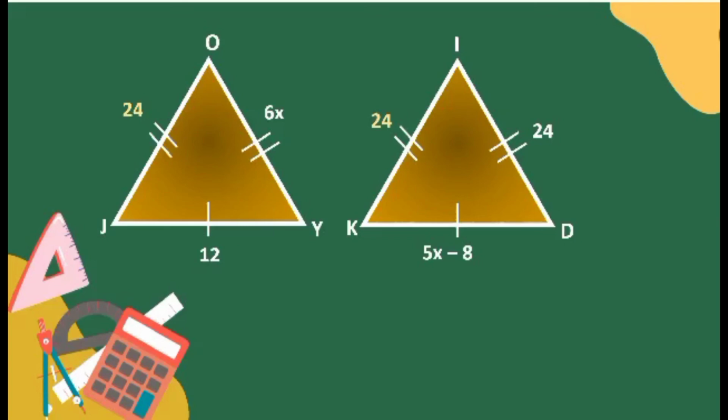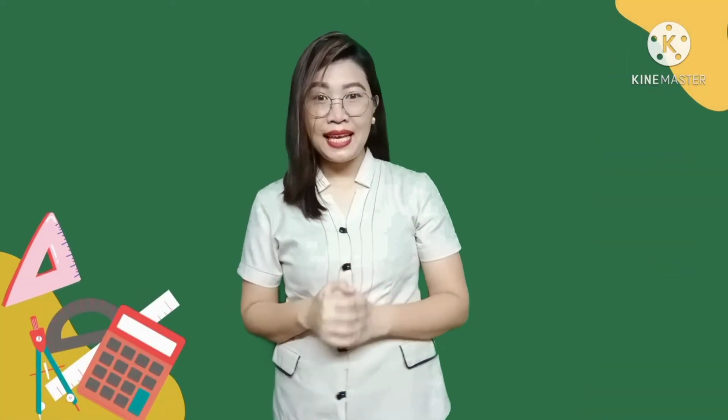Now, since side JY is the corresponding side, or congruent, to side KD, side KD is equal to 12 also. With the use of this, we can now find the perimeter. How can we find the perimeter of a triangle? Just add all the measures of the given sides. That will become 24 plus 24, because it is an isosceles triangle, plus the base which is 12. So the total is 60 units. Therefore, our perimeter is 60 units. Thank you for listening and happy learning.